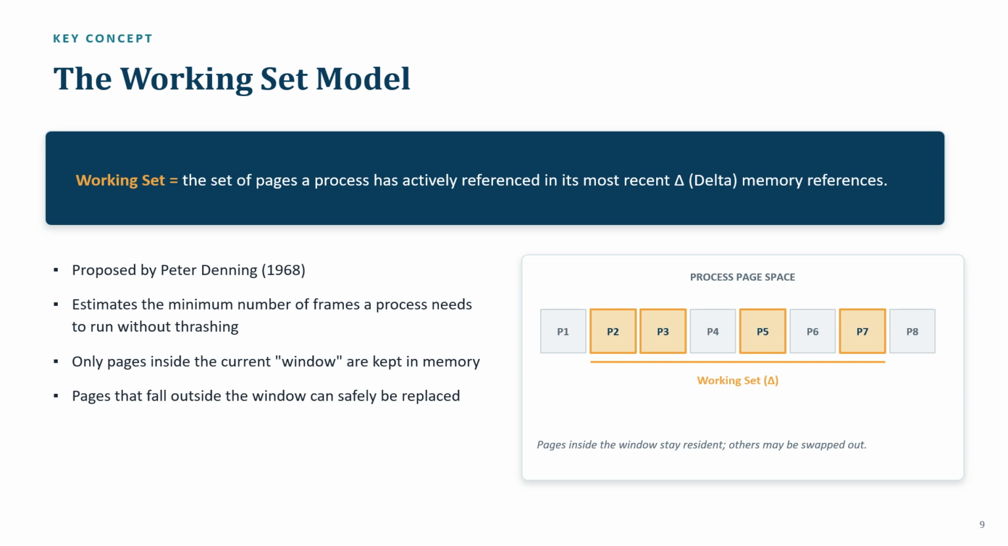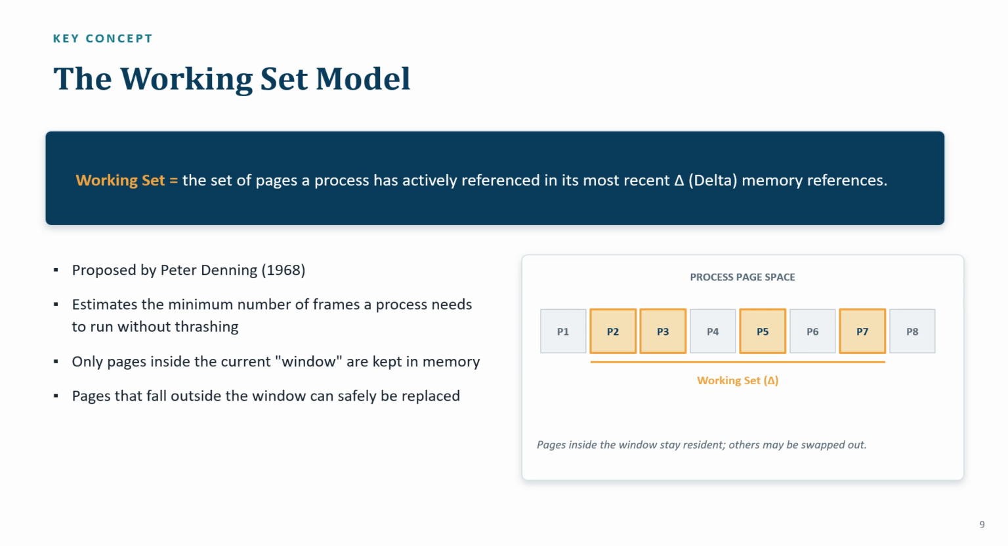Now, how the working set model works. The working set is the set of pages of a process that has been actively referenced in its most recent delta memory references. The concept was proposed by Peter Denning way back in 1968, and it is still taught in every OS course today because it works so well conceptually.